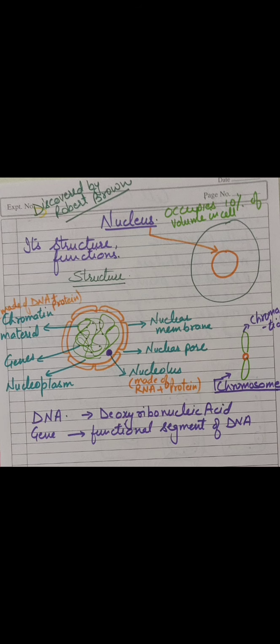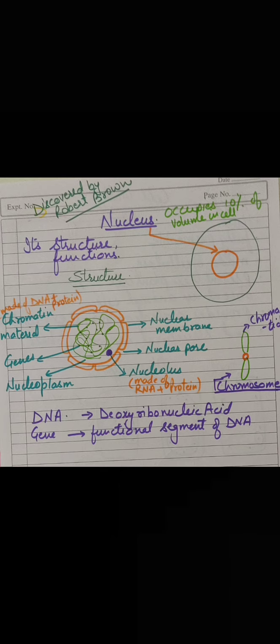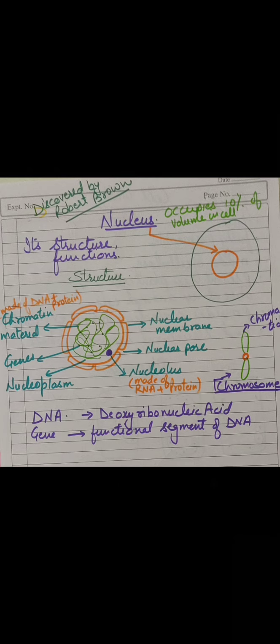It is the nucleus. The nucleus, as shown here, is present in the center of the cell, in eukaryotes. It occupies approximately 10% of the volume in a cell. It means it is bigger in size. In a plant cell, it is present on one side, but in an animal cell, it is present exactly in the center.